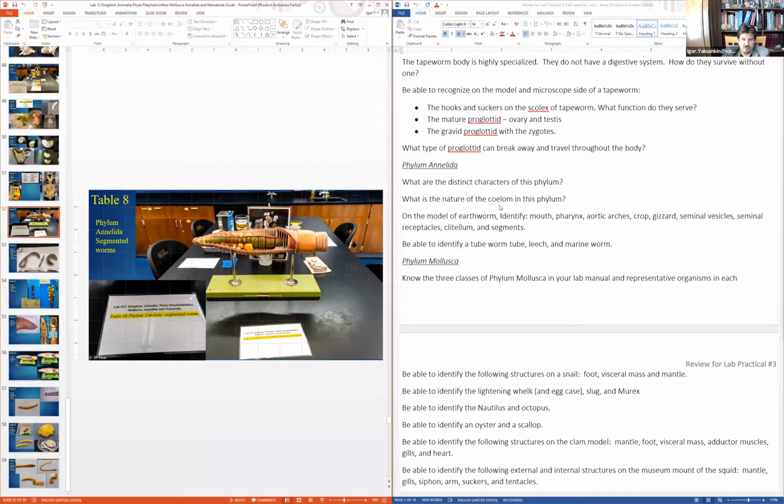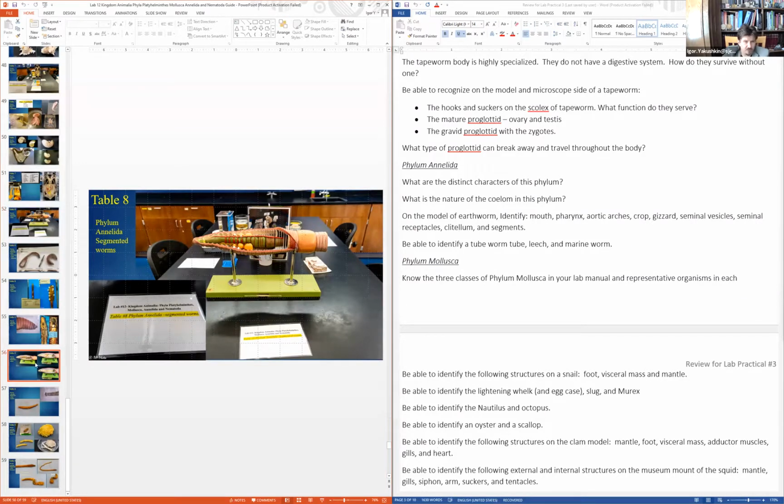What is the nature of coelom in this phylum? They are coelomate, meaning that the body cavity is located within the mesodermal layer. On a model of an earthworm, identify the mouth, pharynx, aortic arches, and the digestive system parts, including the crop and gizzard, seminal vesicles, and seminal receptacles. You don't have to worry about the clitellum and segments.